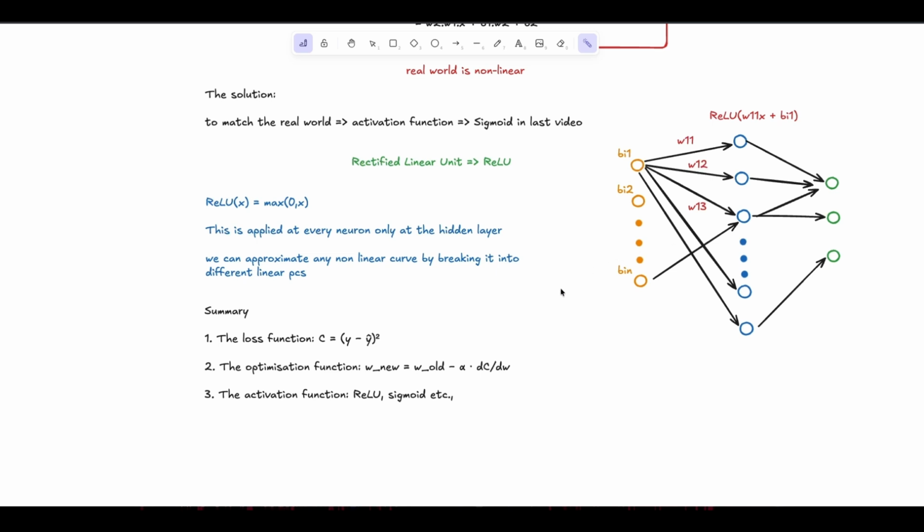So to wrap up, let's quickly list the 3 types of functions we've discussed. 1. The loss function. C equals (y minus y hat) whole square, measures how wrong our predictions are. 2. The optimization function. W new equals w old minus learning rate times dC by dw, guides us towards the minimum loss. 3. The activation function. ReLU or sigmoid introduces non-linearity so the network can learn real-world patterns.